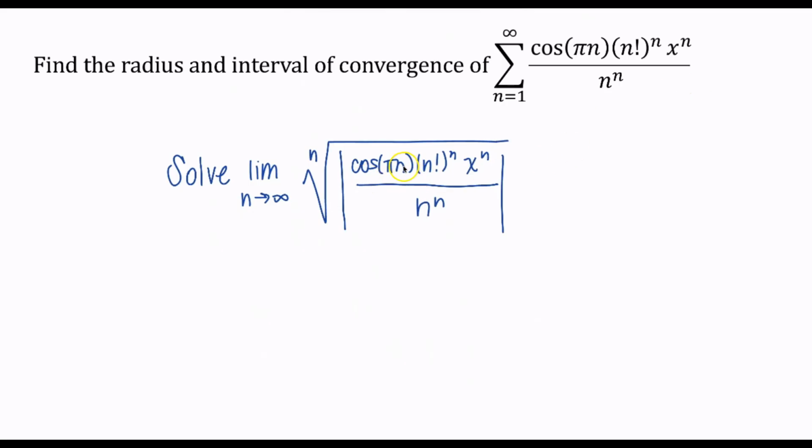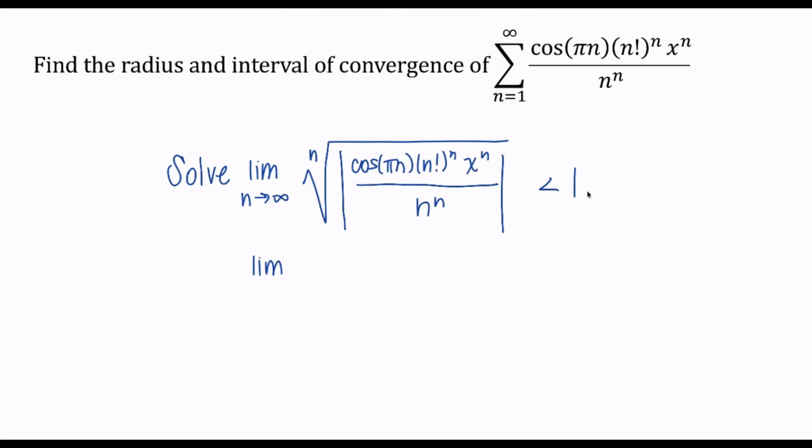So cosine of pi n is actually an alternating factor. It's the same as negative 1 to the n or negative 1 to the n plus 1. So here, cosine of pi n is alternating between positive 1, negative 1, positive 1, negative 1. So I can basically just ignore it because those absolute value bars are right there, and they're going to make any negative a positive. So what I need is this is less than 1, right? We're solving for when this is less than 1. It's the same conclusion as the ratio test.